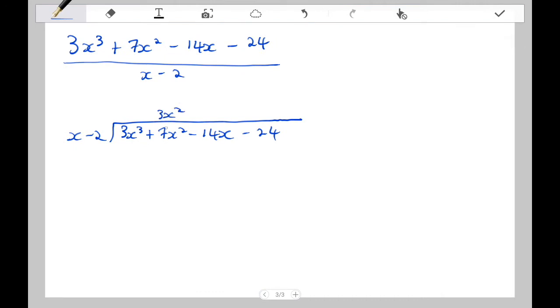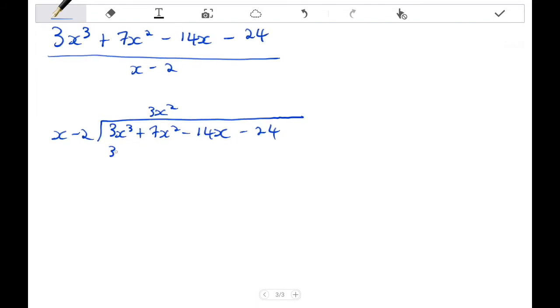Now what we do next is we multiply this term by this whole term here, the x and the minus 2, and we write it underneath what we've got here. So 3x squared times x minus 2. Well, 3x squared times x is 3x cubed, and 3x squared times minus 2 is minus 6x squared.